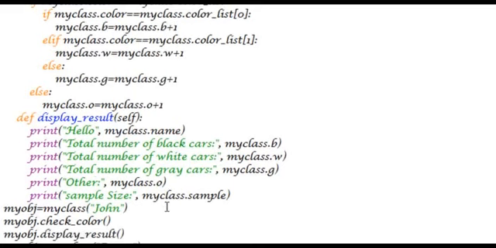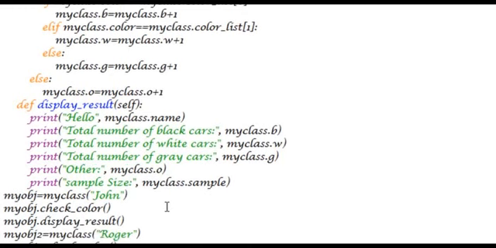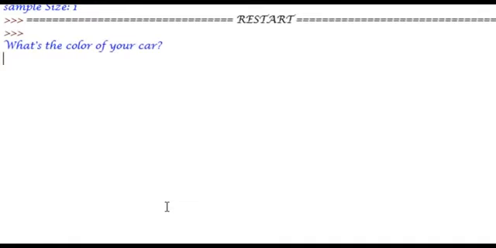And then I'll make calls to the two functions, myobj2.check_color() and then myobj2.display_result(), and that's it. I'll save the file, and I'll execute it again.